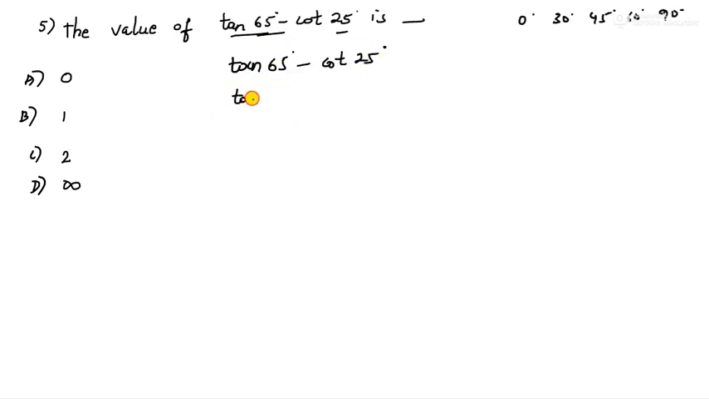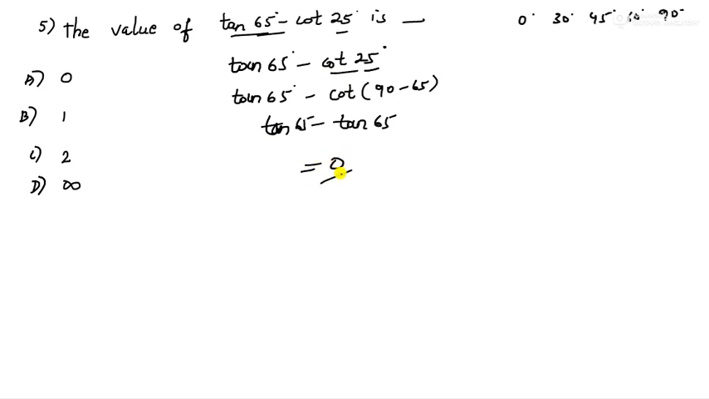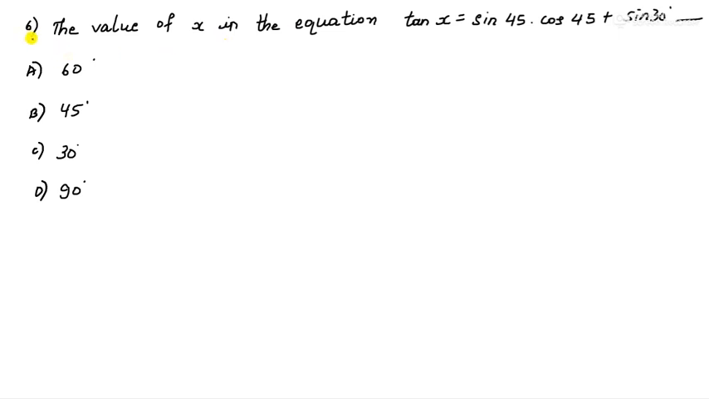So if I write tan 65 minus, this can be written as cot of 90 minus 65. And what is cot of 90 minus 65? It is tan 65, correct? So tan 65 minus tan 65 is what? 0. So option number A is correct. Got it?